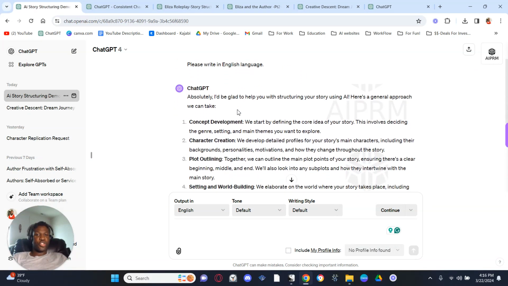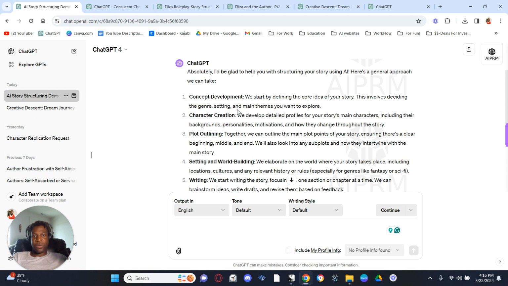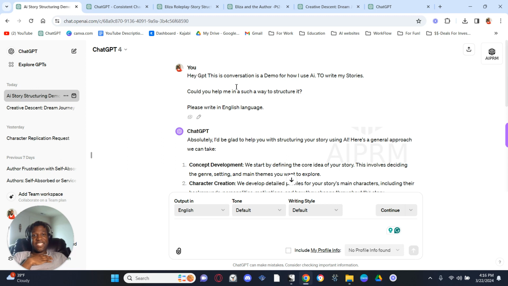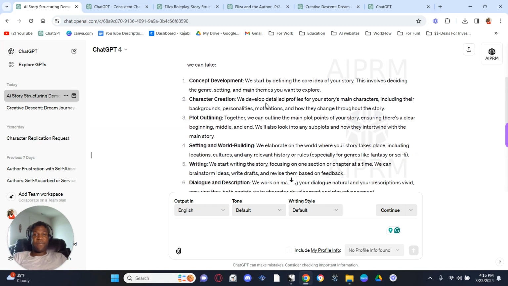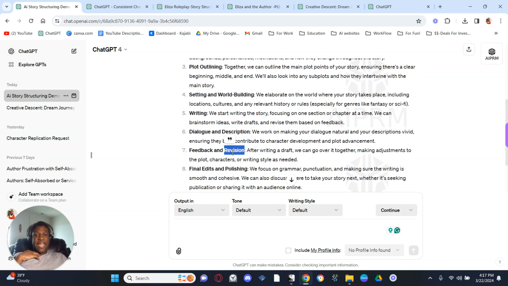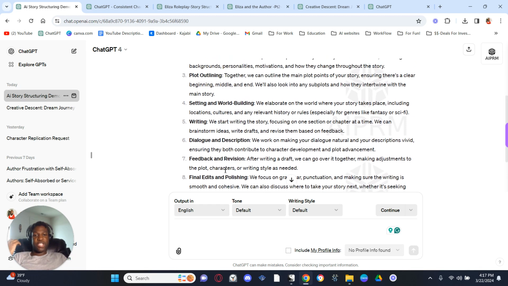Anyway, let's talk about the structure of how you actually build out a book. Because a lot of people are like, oh, I need to write a book. What do I start with? Okay, let's talk about where that ideation is. So literally, I started with ChatGPT and I said, hey, this is a conversation for a demo of how to use AI. This is a video idea, and I'm filming this video for you guys right now. How could you help me structure it? So ChatGPT gave me a structure: concept development, character creation, plot outlining, setting and world building, actually writing the darn thing, dialogue and description, feedback and revision, and then finally, final edits and polishing.